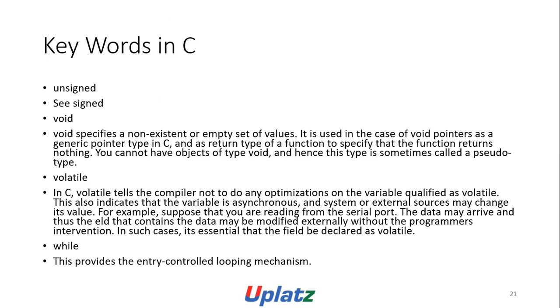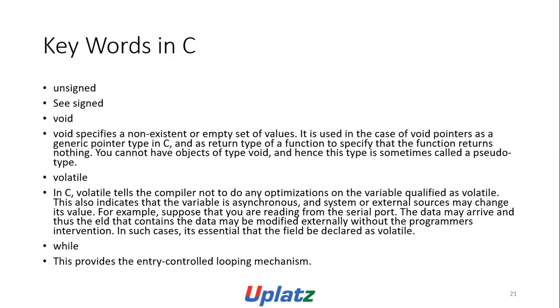Unsigned, C, signed. Void specifies a non-existent or empty set of values. It is used in the case of void pointers as a generic pointer type in C, and as a return type of a function to specify that the function returns nothing. You cannot have objects of type void, and hence this type is sometimes called a pseudo type.